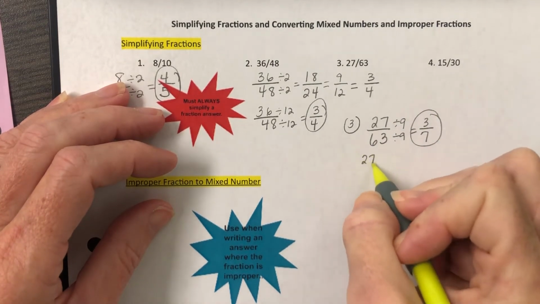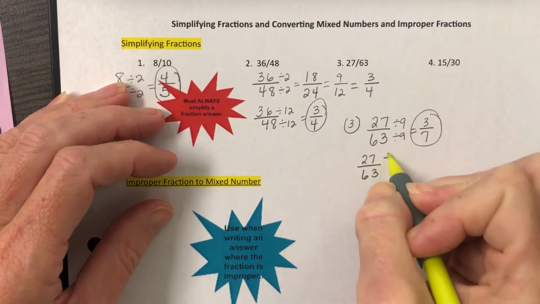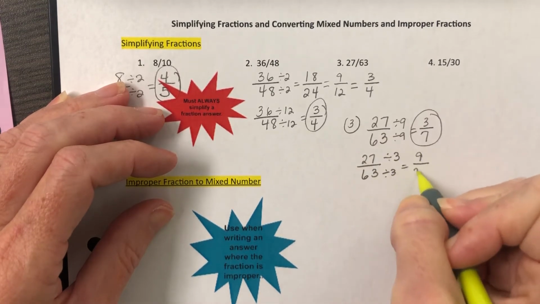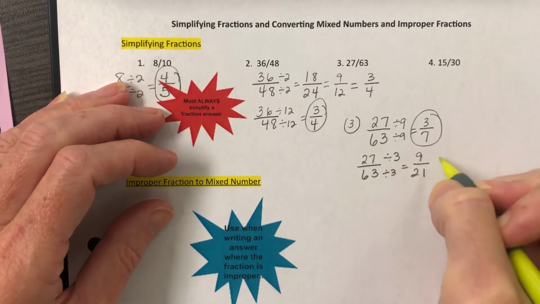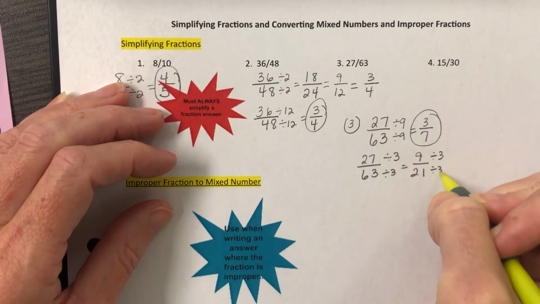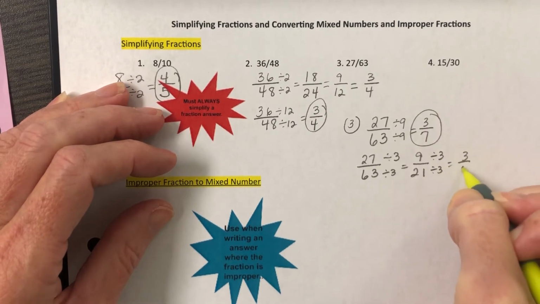If I would have divided by 3 the first time, I would have gotten 9/21, and then I would have to recognize that they both have a common factor of 3 and divide by 3 again to get 3/7 that way.